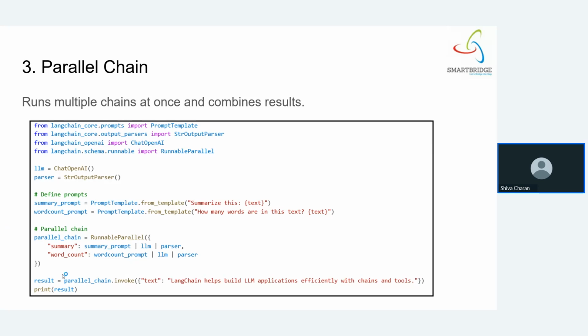And how are we getting the result? We invoke that parallel chain and give it the input text. From that, we'll get the summary and also the word count in the result. That is how the parallel chain will represent the answer. So this is about the parallel chain.